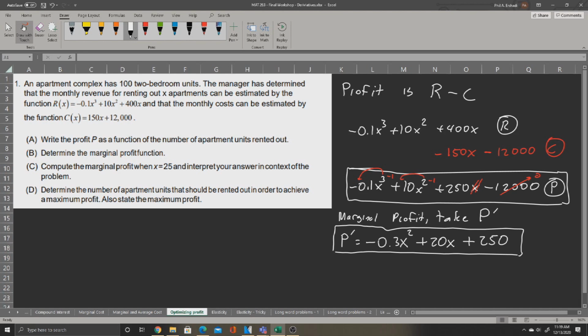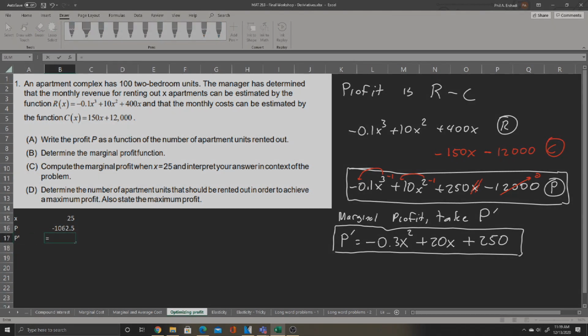Now, we are asked, compute the marginal profit when x equals 25 and interpret your answer in the context of the problem. We can use Excel to help us with this. We'll say x is known, it's 25. For profit, we can enter the profit function, -0.1 times x³, plus 10 times x², plus 250x, minus 12,000. So our profit right now is going to be -$1,062.50.